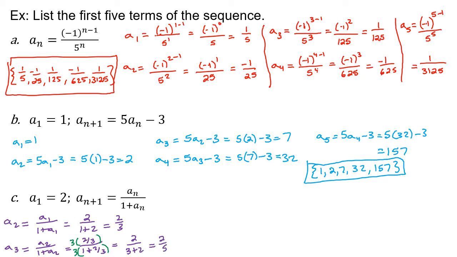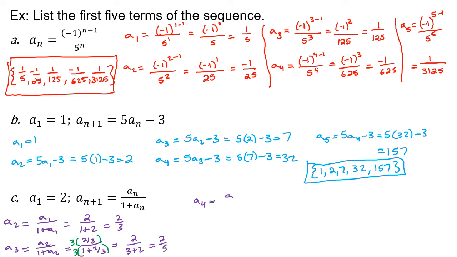And by the way, what you'll notice is a pattern popping up on some of these, and this would be a great example of this. The first one is 2, which is really 2 divided by 1. The second one is 2 divided by 3. The third one is 2 divided by 5. So my hypothesis here would be that a sub 4 is probably going to be 2 divided by 7.